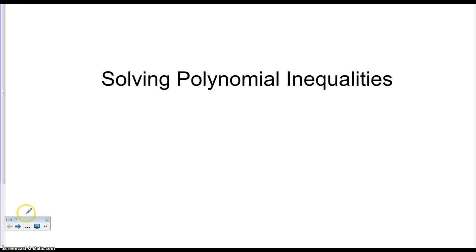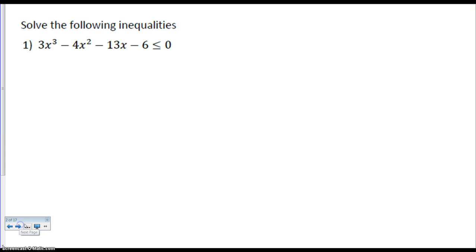So what we want to look at now is solving polynomial inequalities. This is very similar to what we were doing before when we were finding the zeros of a polynomial function. We're just adding some extra steps to it. So what I have here is an example in which I want to solve this inequality.